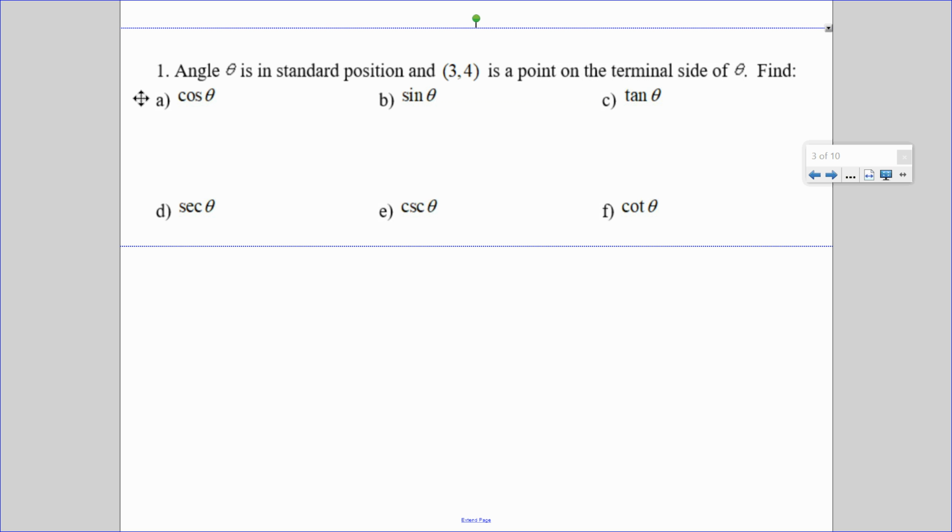Angle theta is in standard position, and 3, 4 is a point on the terminal side. So 3, 4 would be somewhere here. Just like we did in the first lesson in this unit, I'm going to make a right triangle out of it. I go from the origin to that point, and then down to the x-axis. The reference angle is always my angle. So if this point is 3, 4, that means this side is 3 and this side is 4. Basically, this is your x and this is your y. Your x distance is your x value, your y distance is your y value.